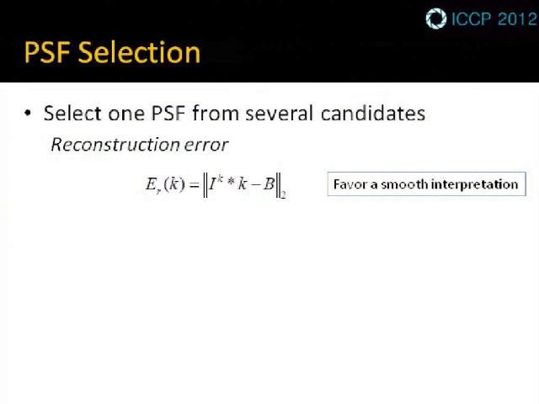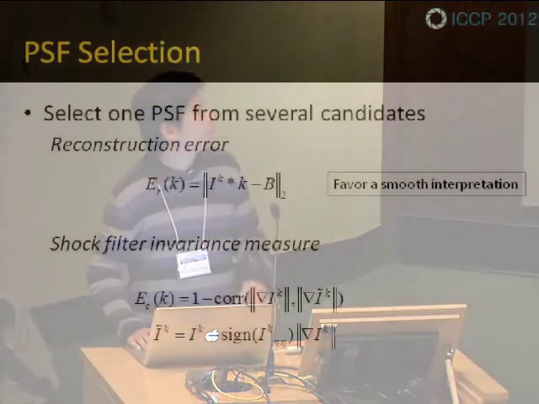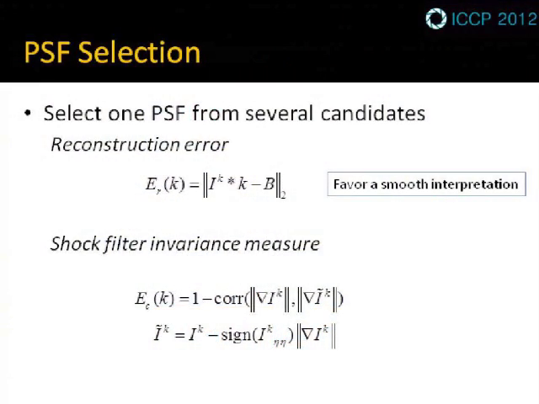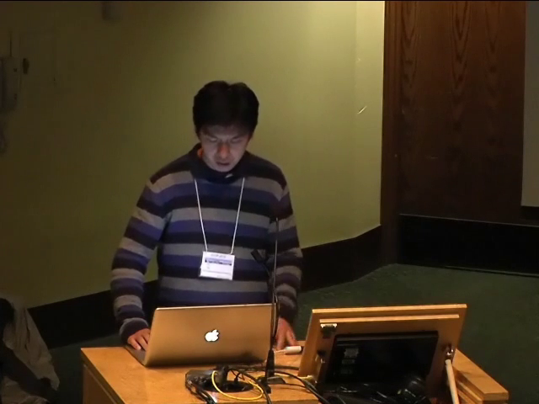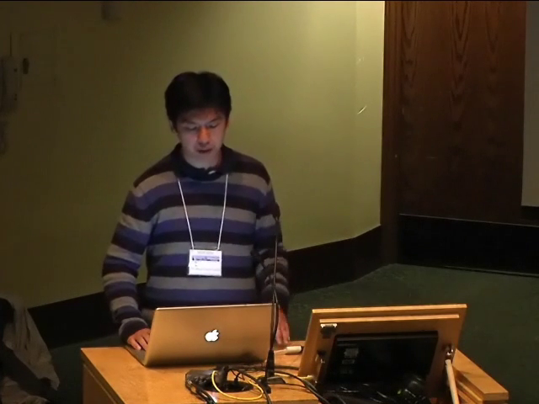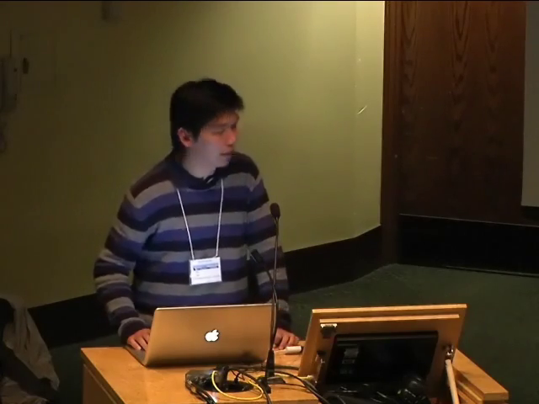However, it is known that such reconstruction residual errors favor a smooth interpretation, and thus smaller kernels will be selected. So we propose a novel shock filter invariance measure. This is based on the correlation of 2 signals: one is a reconstructed image, and the other is its shock filtered version. Details on the shock filter invariance measure can be found in our paper, and here we only give some intuitive explanation.